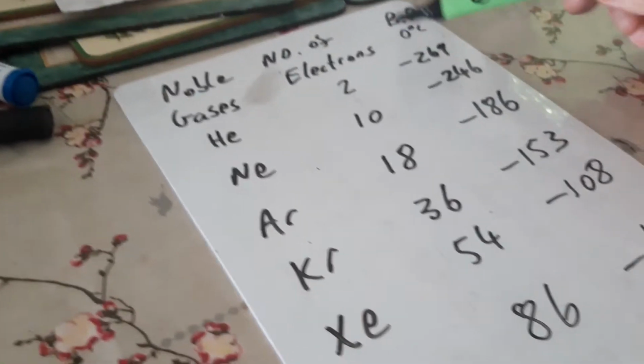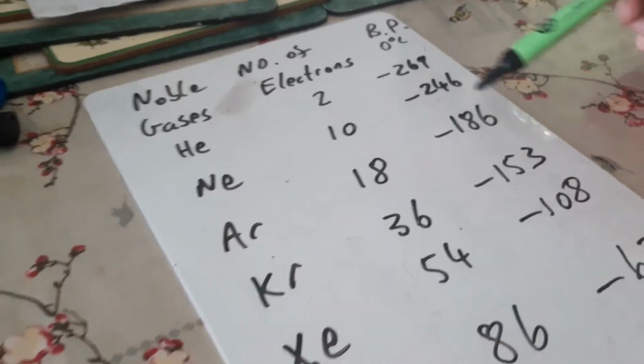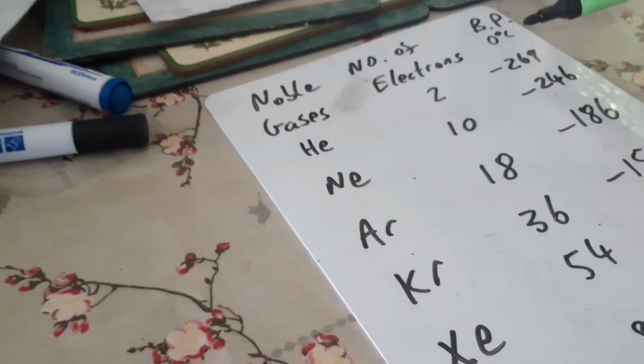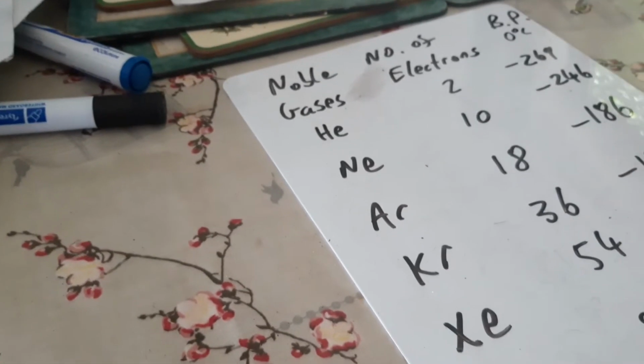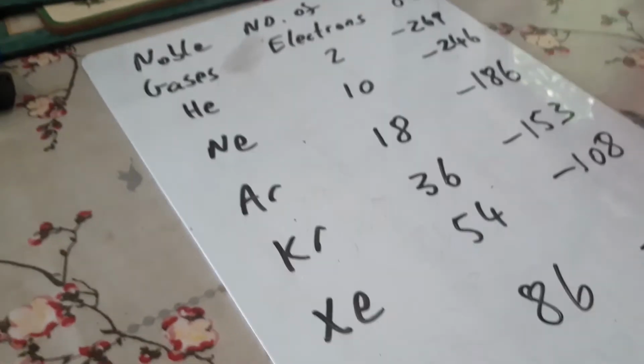You all did a graph. You should be able to dig it out in your books, with the number of electrons on the x-axis and the boiling point on the y-axis. And that was the point of that whole story, to show you that the more electrons we have, the more induced dipole there is, the greater the van der Waals force, the higher the boiling point, right?